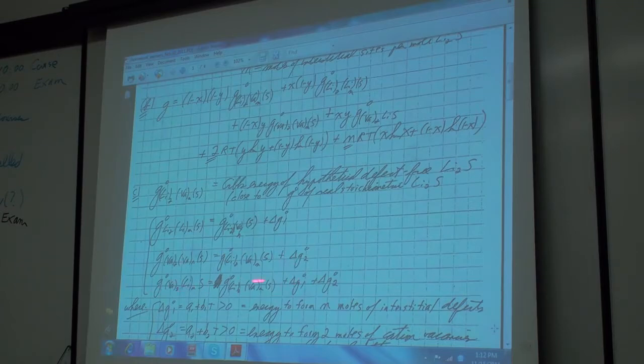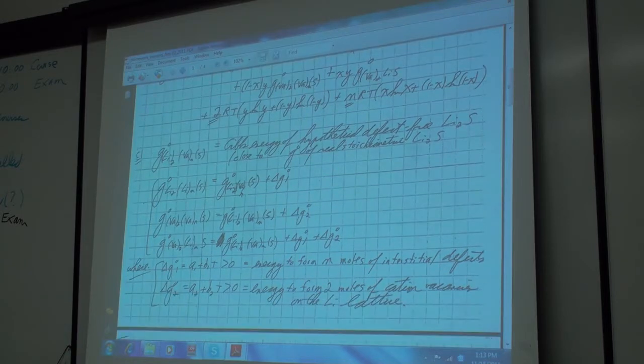This is putting both types of defects on. So it's the Gibbs energy of the stoichiometric material plus the Gibbs energy to form this defect plus the Gibbs energy to form this defect. Delta G1 could probably be written as a function of T, where A would be the enthalpy of forming the defect, and minus B would be the non-configurational entropy of forming the defect. Same thing for this defect here.